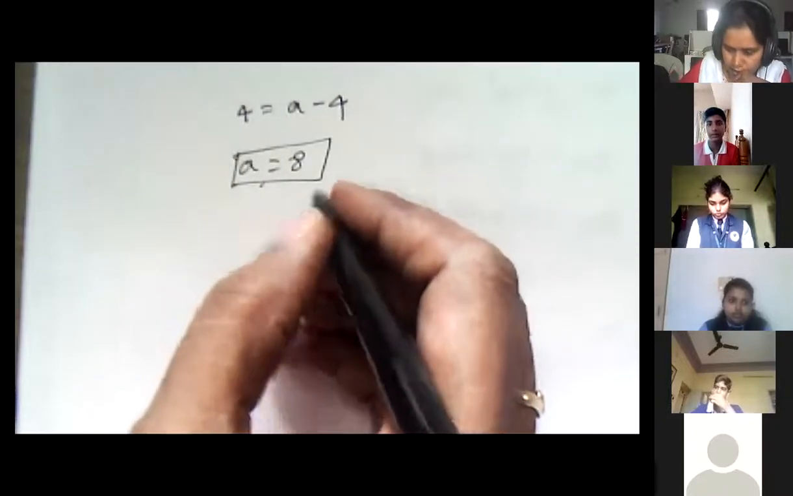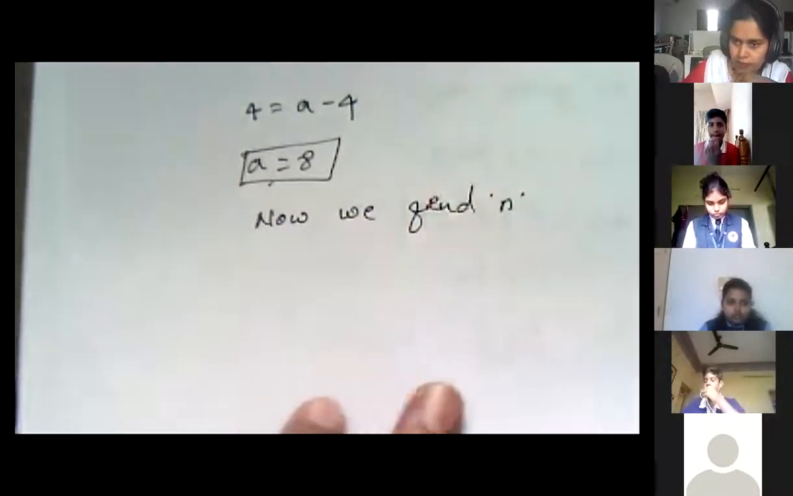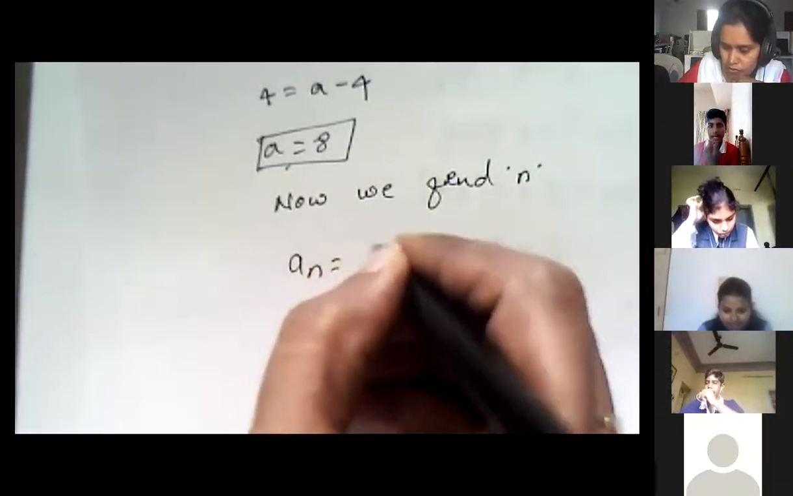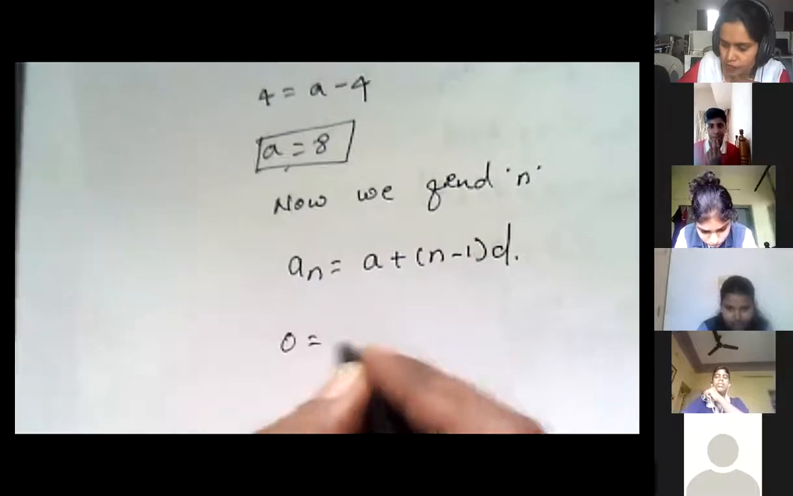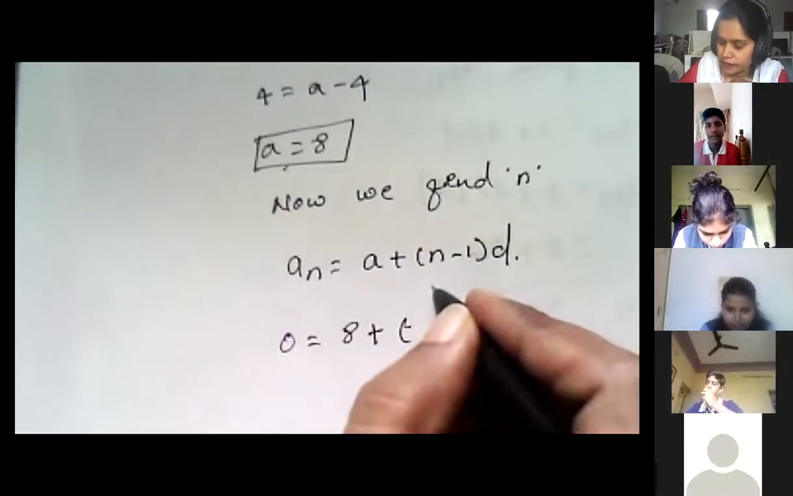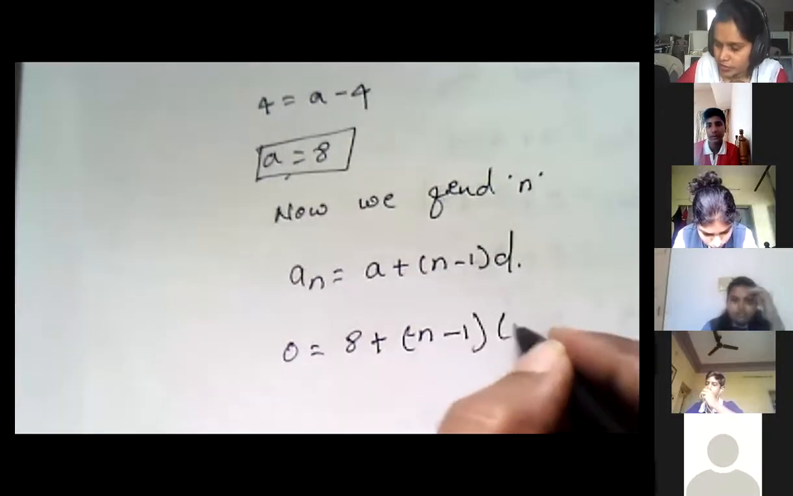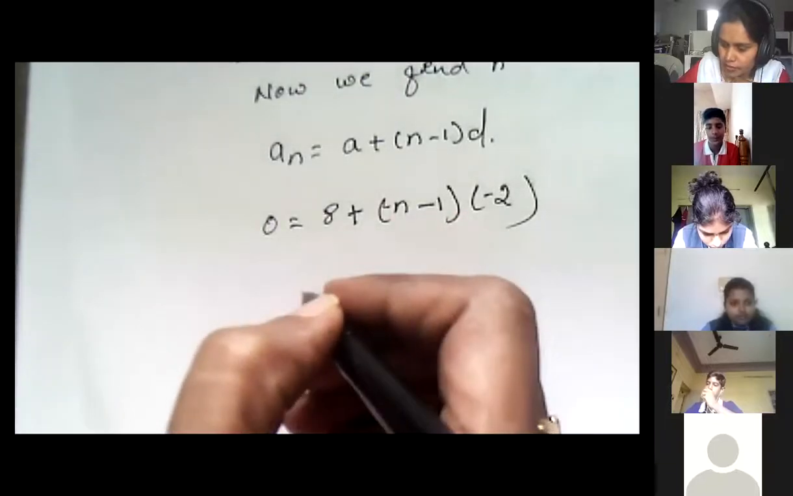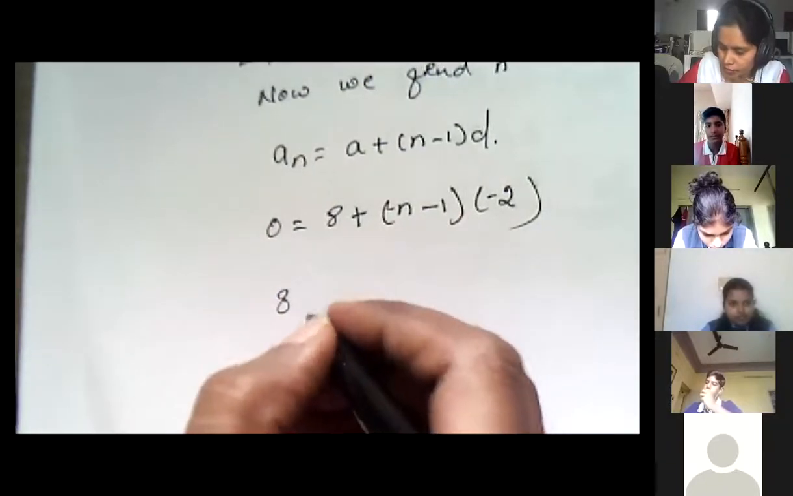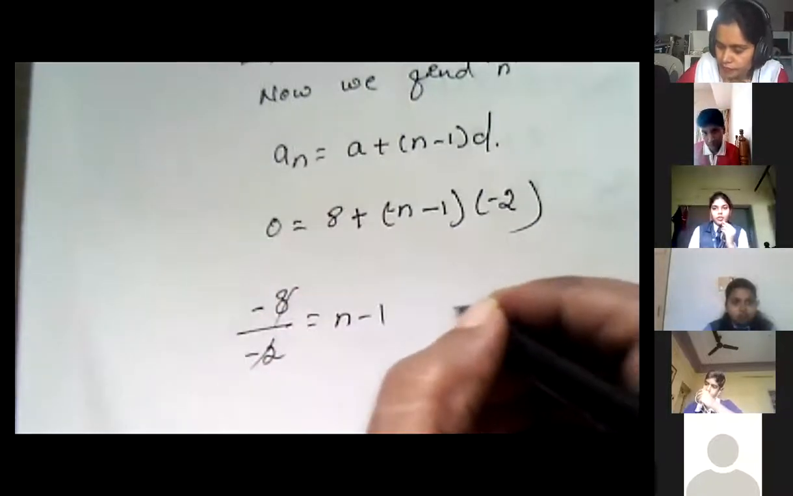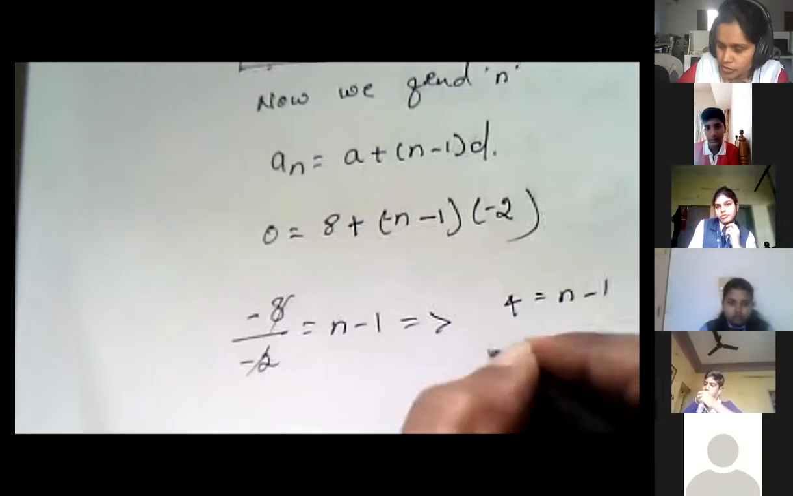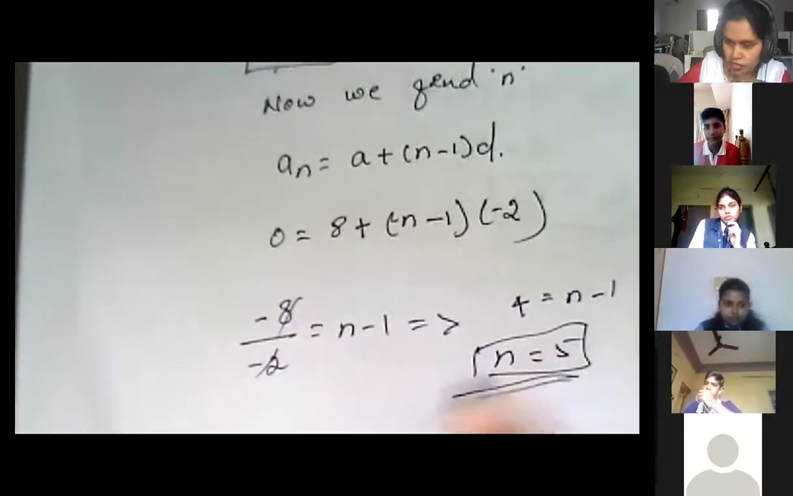Next we find n. An equals A plus (n minus 1) into D. An is 0, A is 8, and D is -2. So 0 equals 8 plus (n minus 1) into -2. Then -8 divided by -2 equals n minus 1, so 4 equals n minus 1. n equals 5. Everybody got this?